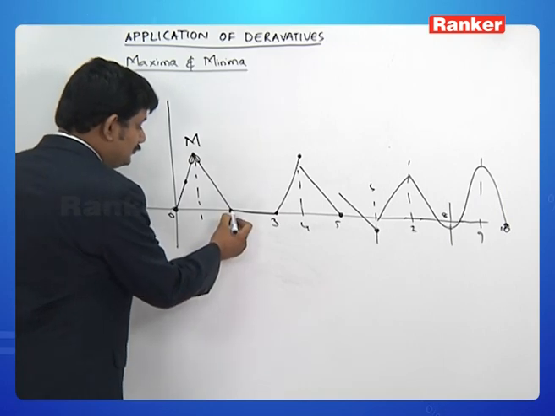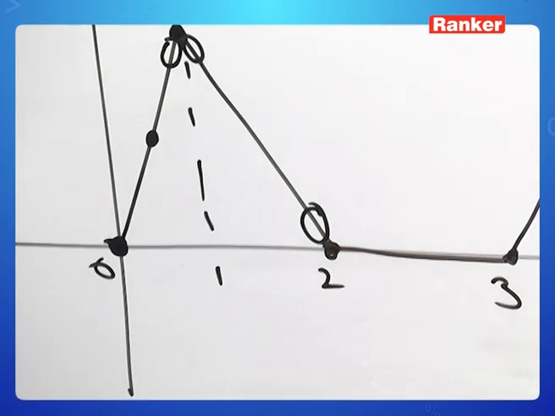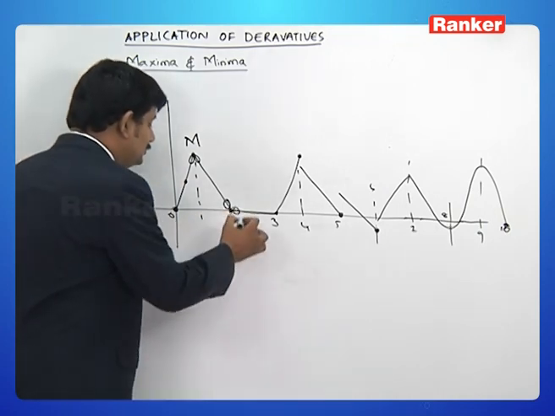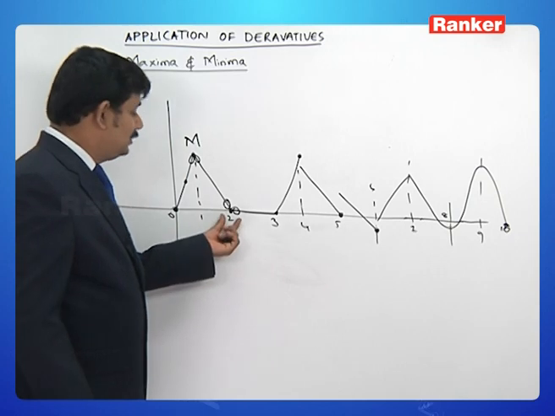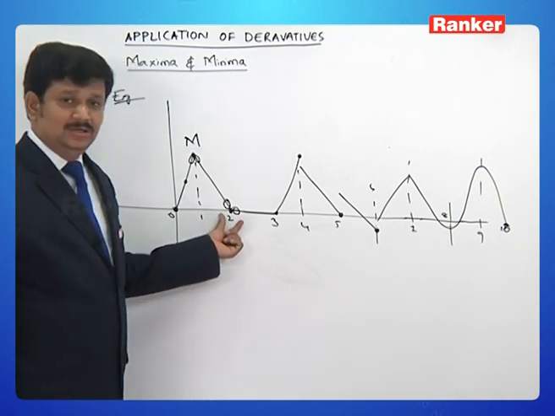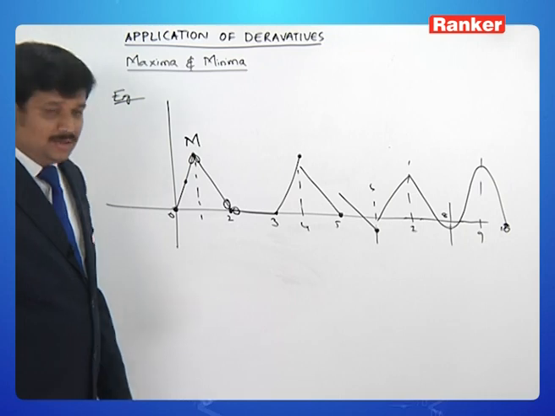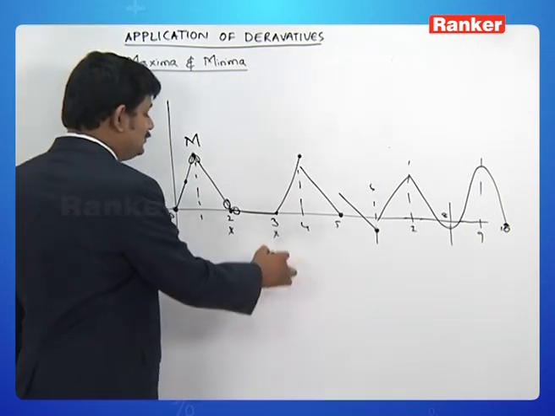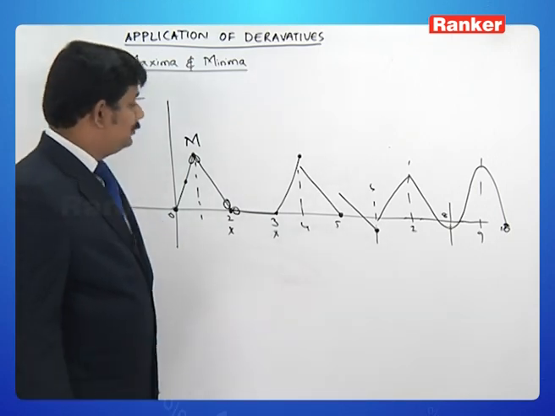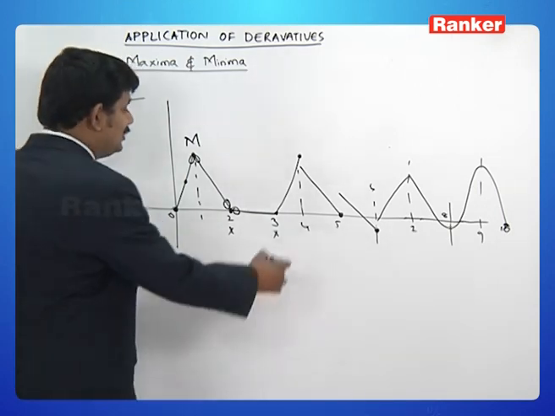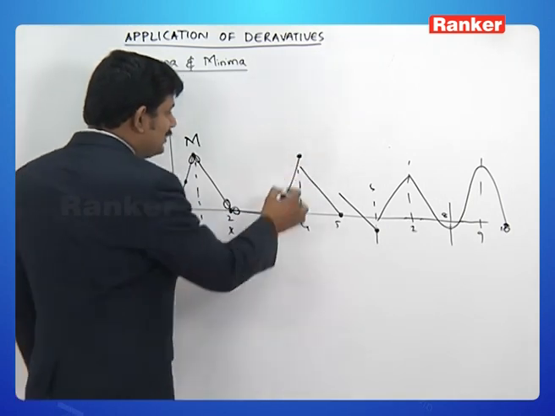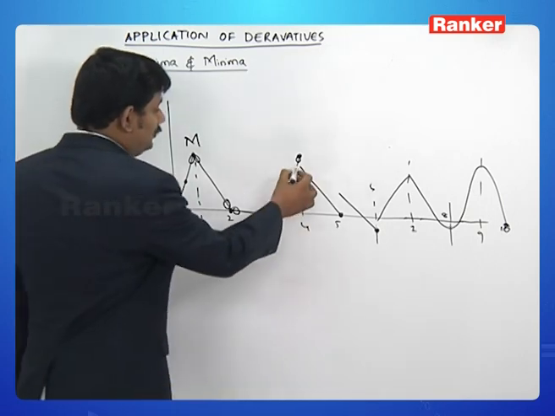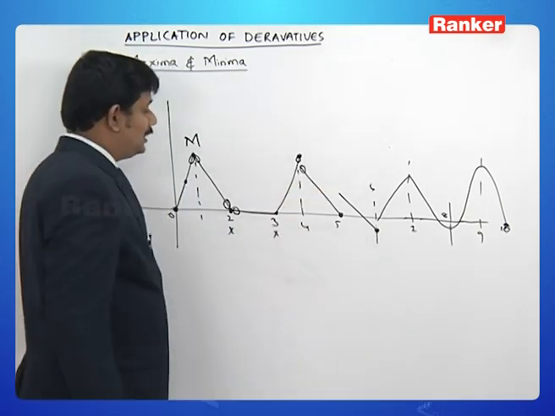At 2, though in the left neighborhood functional values are more than f of 2, in the right neighborhood functional values are equal to f of 2, and equality should never come in the definition of local maxima or local minima. So, this does not qualify to be a maxima or minima, and same is the case with 3. This is not qualified to be a maxima or minima. Let us observe f of 4. Function values in the left neighborhood are smaller than f of 4 and also in the right neighborhood are smaller than f of 4.